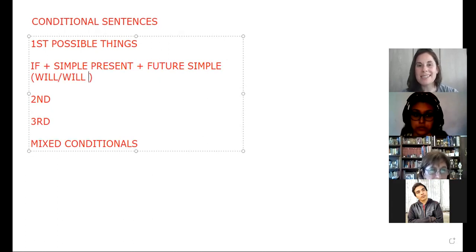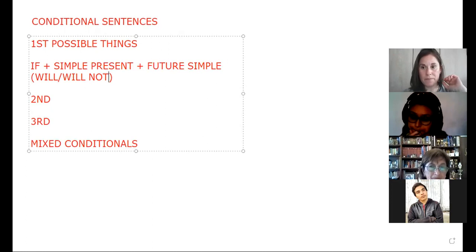Why do we call it future simple or simple future? Because we have many futures. Okay, we have going to, present continuous, and then some others. So this is future simple, okay? Up to there is okay?